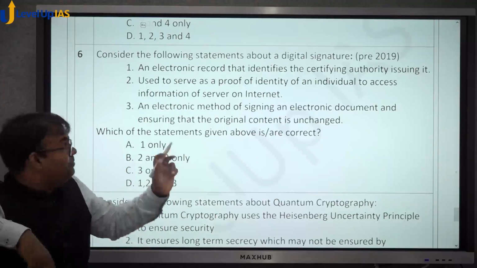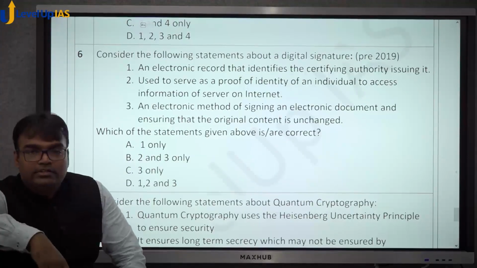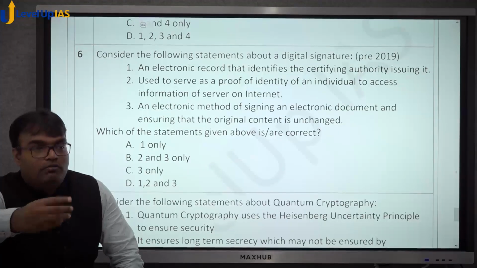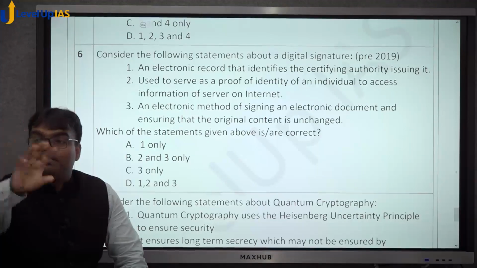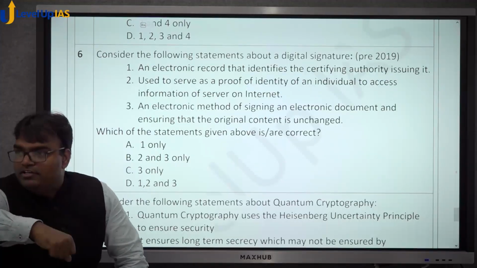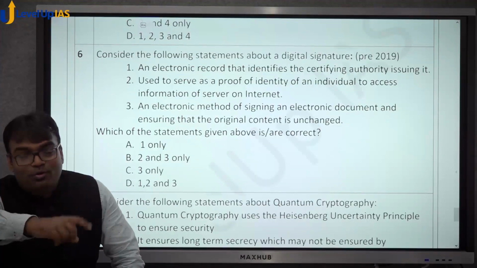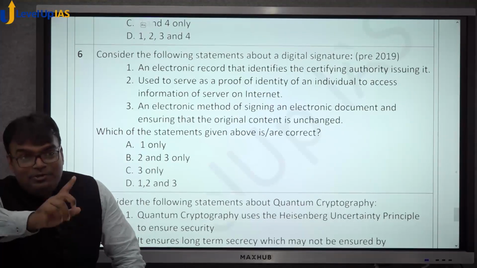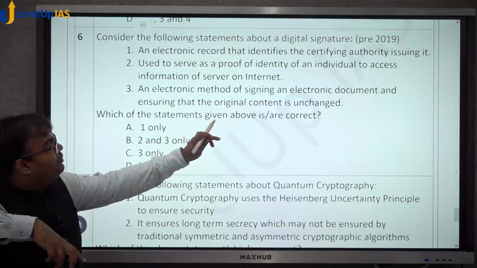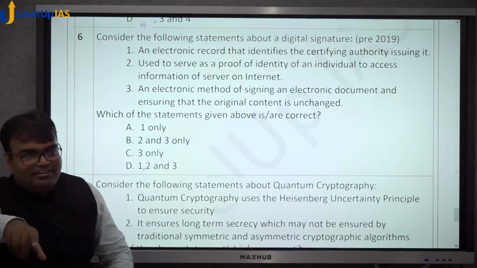Is this? Yes. Second, used to serve as a proof of identity of an individual to access information of server or internet. Can this be the case? See, when I am submitting my document to government, I am allowed to access that place to submit my document because using digital signature I am ensuring that I am that individual. Authenticity is being ensured. Identity is being ensured. Only then I am able to access it. Otherwise, I would not have been allowed to submit the document there. Third, an electronic method of signing an electronic document and ensuring that the original content is unchanged. Integrity. This is also correct.